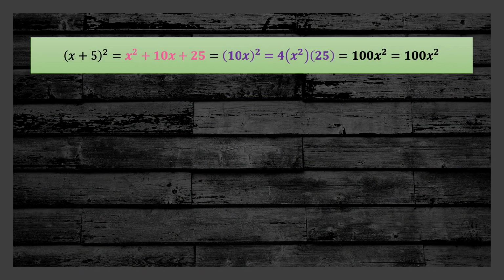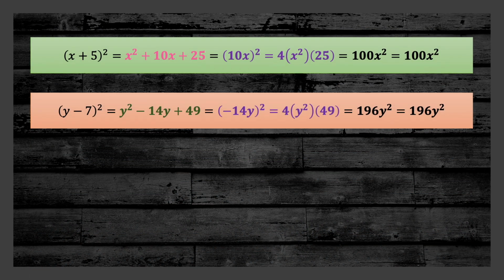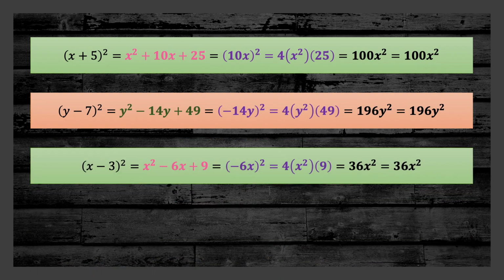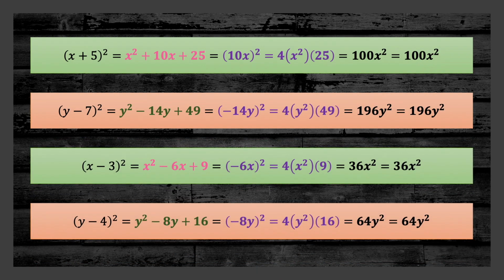Here are some examples of how to know if a quadratic polynomial is a perfect square trinomial. These are also used in our examples later on.